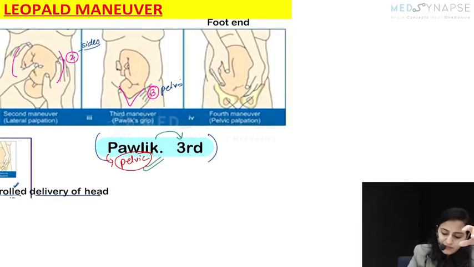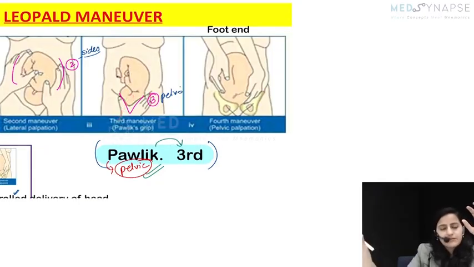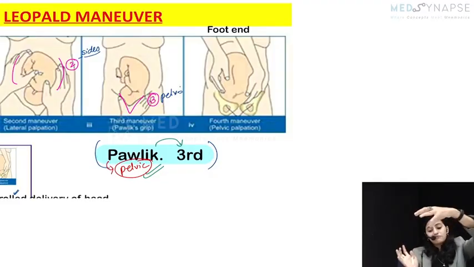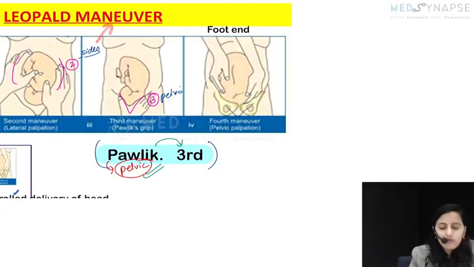What is the difference between this Pawlik, the third, and the fourth? In both, the hand is in the pelvis. The difference is which way the examiner is facing. So 1, 2, 3. Basically, you are starting like this. 1, 2, 3. You are facing the head end of the patient. The examiner is facing the head end.